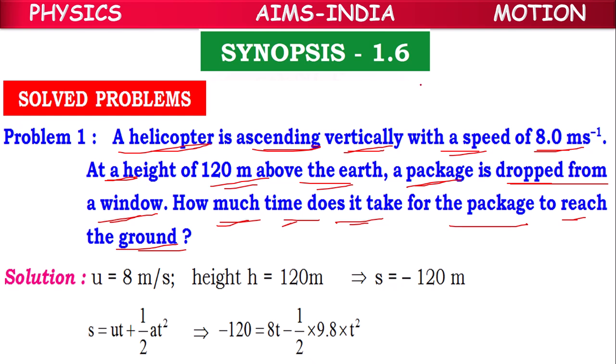From one helicopter, one food package is dropped down. The helicopter is ascending vertically upwards. When its velocity is 8 meters per second, a food package is dropped down.